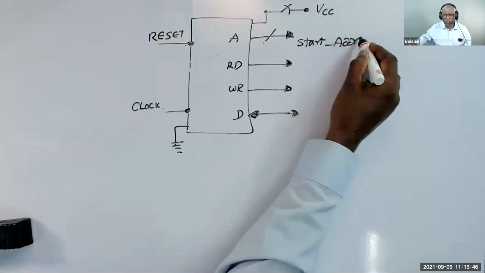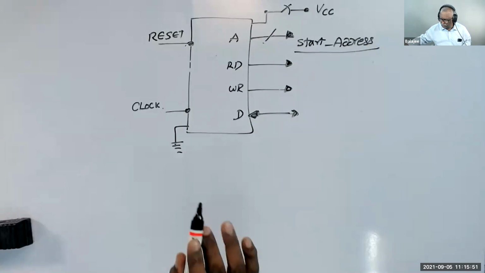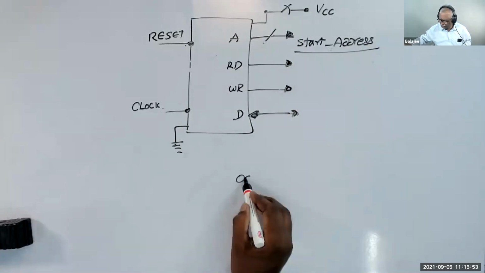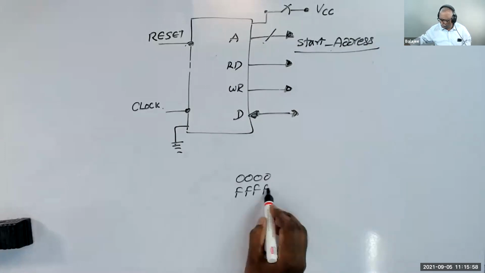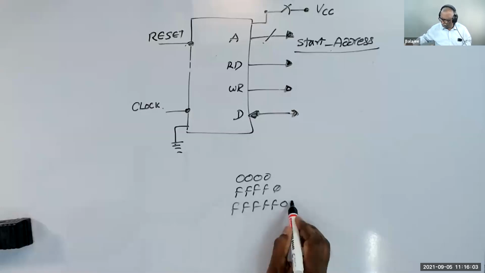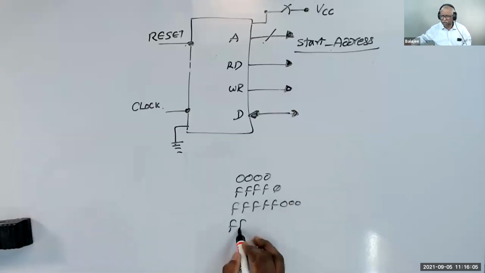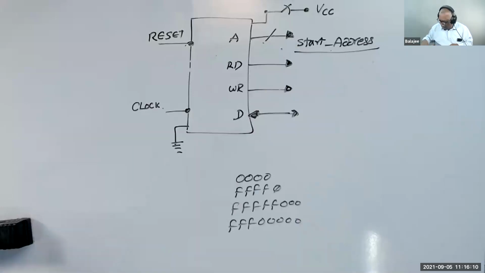The start address could be anything. That's why I wrote start address. It could be 0000 or it could be FFFF. 0000 or FFFF, anything. Don't say that this has to be a starting address. That is defined by the microprocessor manufacturer. You do not have control over this one.